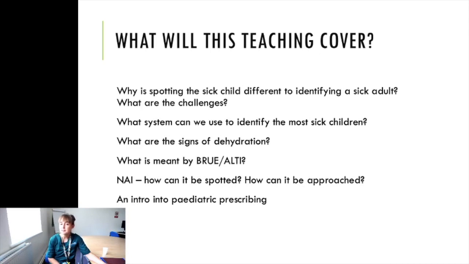There's a good traffic light system that we can use to identify the most sick child and risk stratify. Some ways of telling if a child's dehydrated. Some are quite similar to adults, but others are a bit more special to paediatric patients. And then we'll touch on something that I learned quite a lot about in my placement, which has changed names recently to a BRUE rather than an ALTE. We'll touch on that in a little while, but it does present quite a lot to the PEDS A&E department.